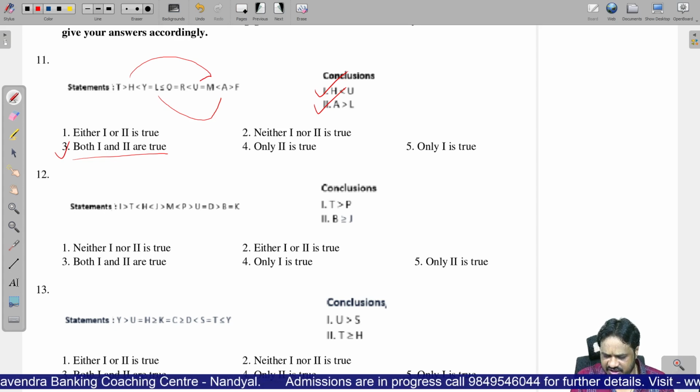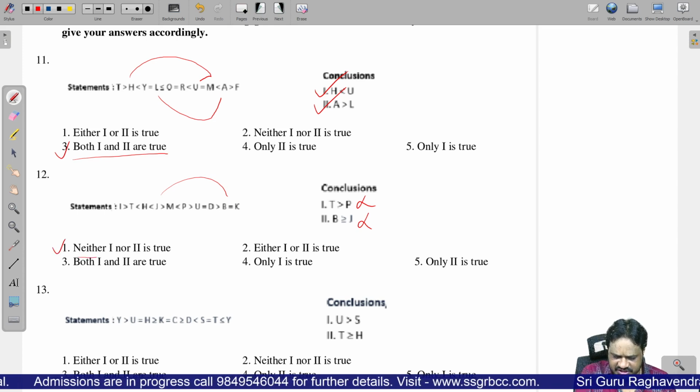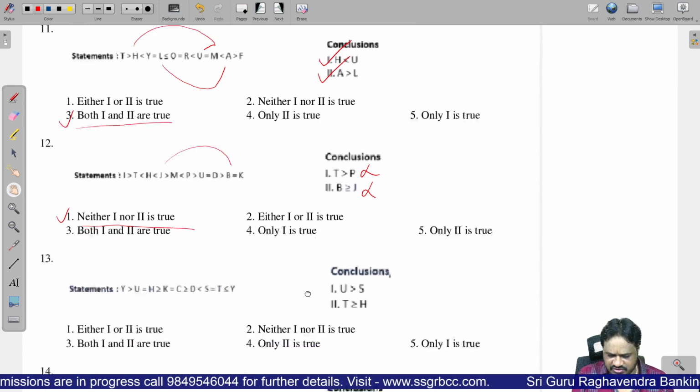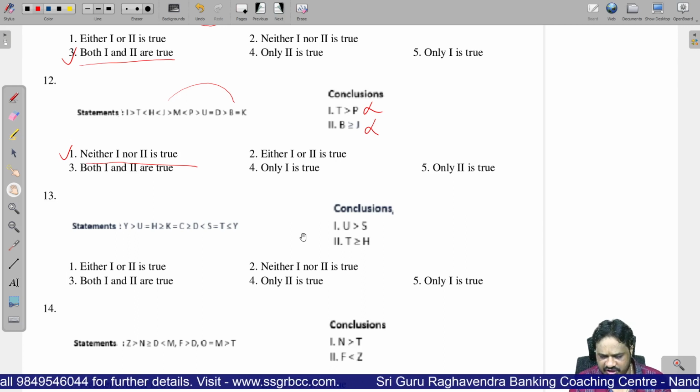First one, T greater than P does not follow. Second one, B greater than or equal to J: between B and J there is no common symbol, so that also does not follow. So the answer is neither one nor two. Next question: Y greater than U is equal to H greater than or equal to K is equal to C greater than or equal to D less than S is equal to T less than or equal to Y.